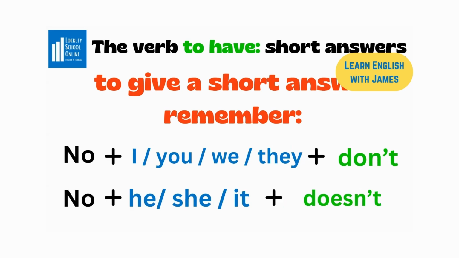Let's practice. Firstly, in the negative form, a short answer would be no, plus person, plus don't, or does not have. Or no, he, she, or it doesn't have.